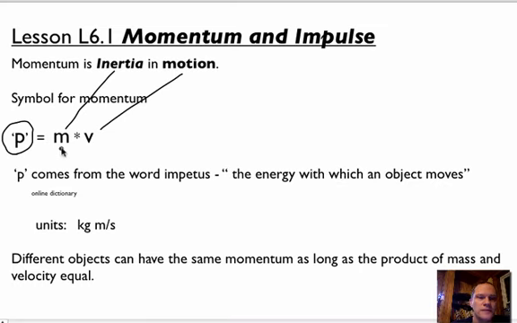The units for momentum come straight from the formula. Mass is measured in kilograms and velocity is measured in meters per second. So its units are kilogram meter per second. Different objects can have the same momentum as long as the products of the mass and velocity are equal.